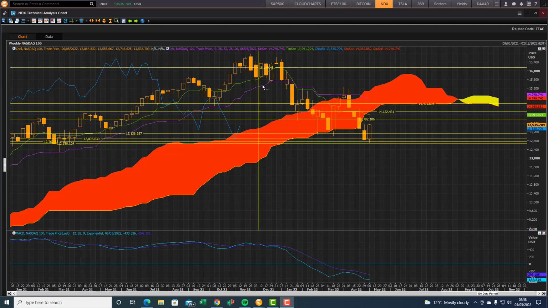We did have a MACD sell up here, as well as an Ichimoku cloud chart sell up here. These are all long-term sell signals from an Ichimoku cloud chart perspective. So there's only really swing trade opportunities now, as the long-term picture still remains bearish.